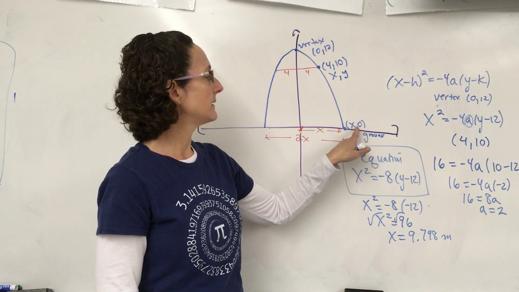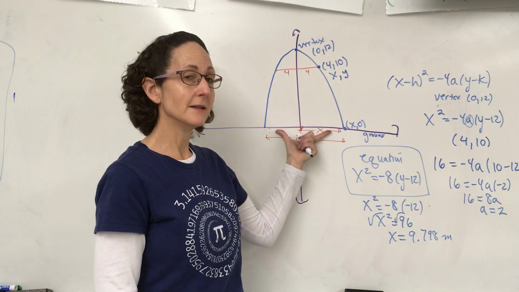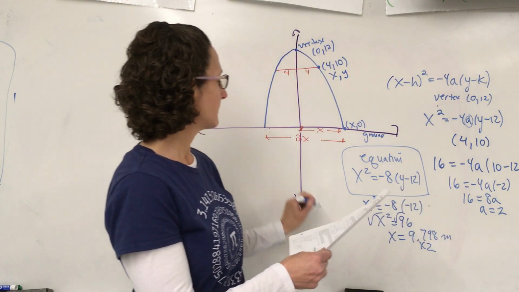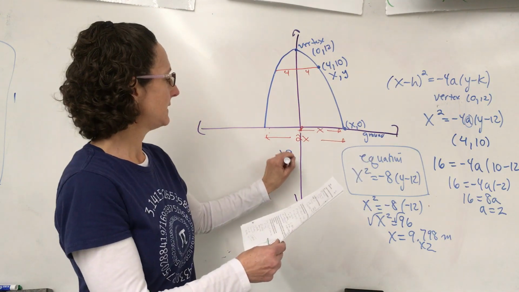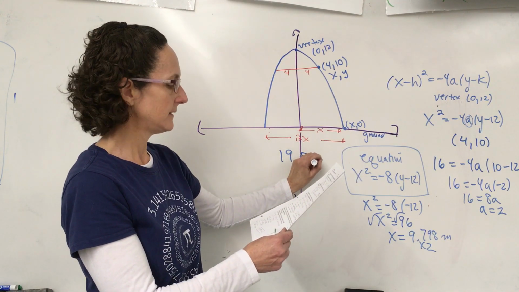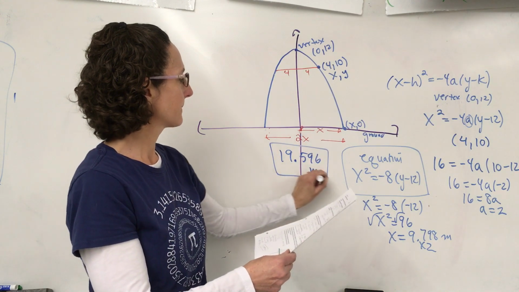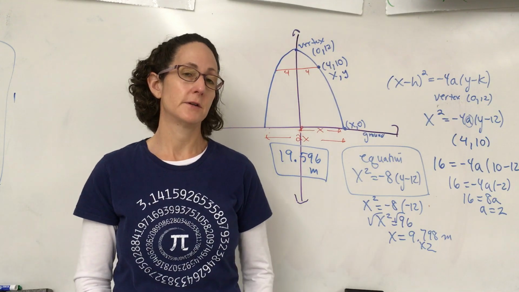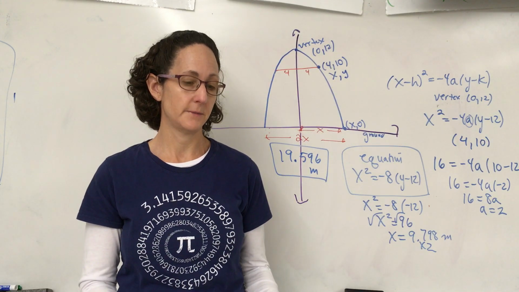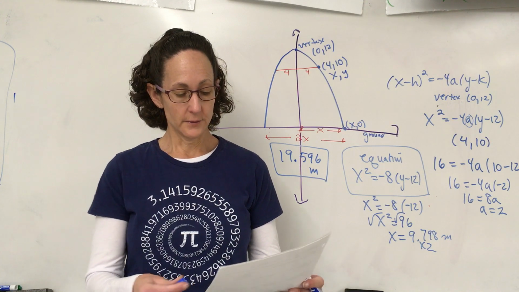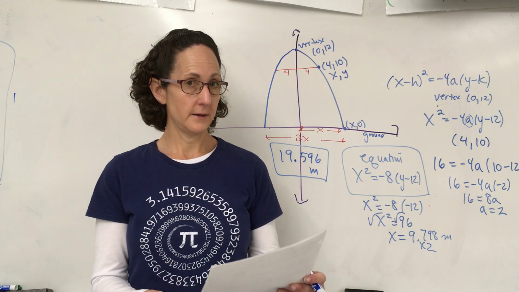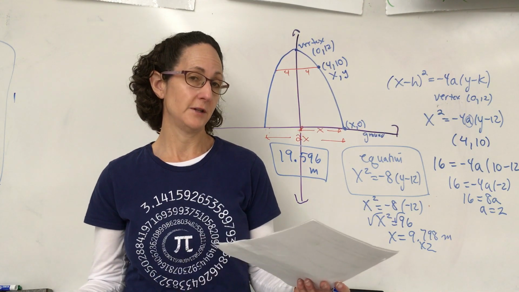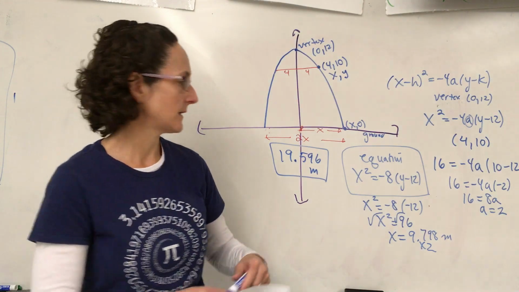When I plugged in 0, it gave me x, but the archway is twice as big as that. So the answer is you have to double that. And my answer is that the archway is 19.596 meters. Again, you can replay this video if you need to. I know these problems are tricky, and I will try to practice them with you more. All right, so we have one more problem to do, and it's about a bridge, kind of like the Golden Gate Bridge. Give me a second to erase my board.